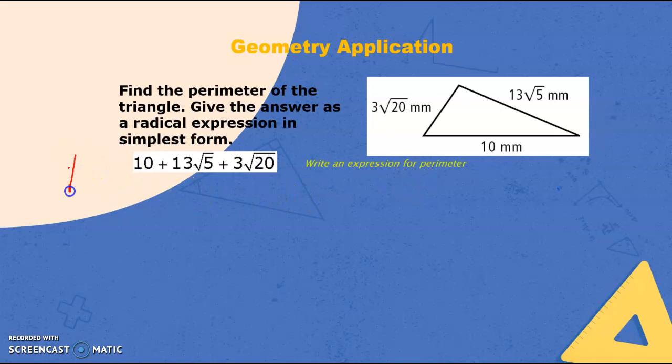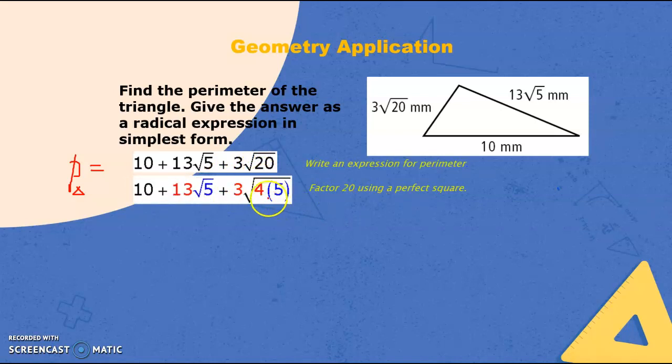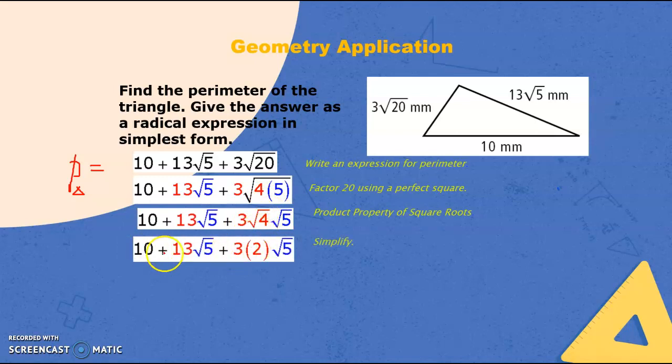So perimeter is equal to 10 plus 13 square root of 5, perimeter ng triangle, plus 3 square root of 20. No? May unit pa nga yan. Factor 20 using a perfect square. So may factor si 20, di ba, ng perfect square, which is 4 and 5. So if you notice, ito si 4, pwede nating matake ang square root. Di ba? Now, the square root of 4 is 2. So, 10 plus 13 square root of 5 plus 3 times 2, which is 6 square root of 5.